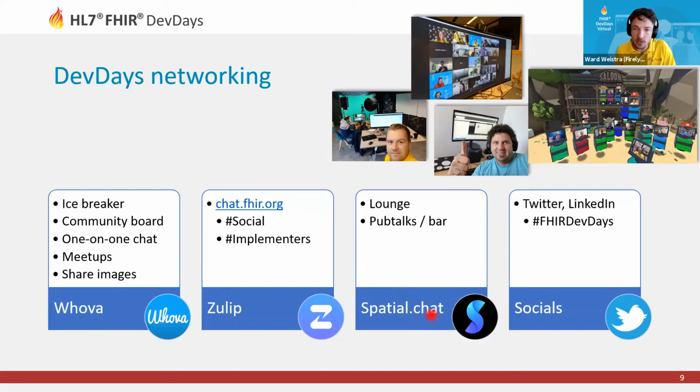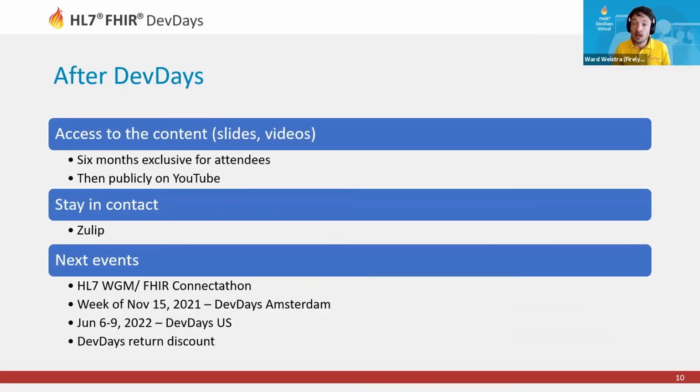As I, of course, mentioned, spatial chat is a really great way during this conference to go. The lounge is always open. Matthijs is there, so there's always someone to talk to, and all the pub talks and the bar will be there. And if you're on social media, I've seen a lot of people share already. We appreciate that a lot. Let other people know that you're at the conference, that you're interested in Fire, and then we'll be able to find each other there. So on Twitter and LinkedIn, use the hashtag FireDevDays. So that's about during this conference.